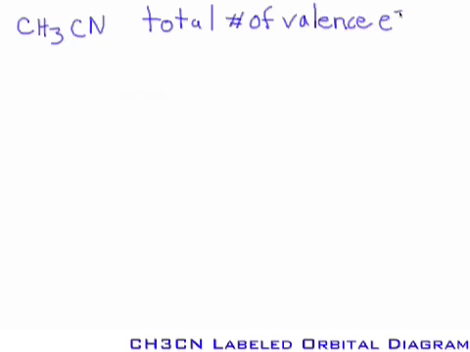Our total number of valence electrons: we have 3 hydrogens, so 3 times 1. Hydrogen has 1 valence electron. We have 2 carbons, plus 2 times how many valence electrons in carbon? Carbon has 4 valence electrons. And we have nitrogen, which has 5 valence electrons. So if I look at this, I've got 3, 2 times 4 is 8, plus 3 is 11, plus 5 is 16 electrons.